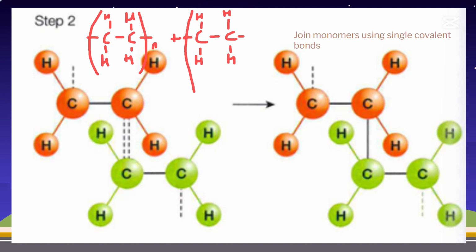Continuing, doing the same thing for this one, since I would have already had my little bonds along the side, right? And then I put the N. The N means that it's a repeating unit, right? Now we need to join these together.